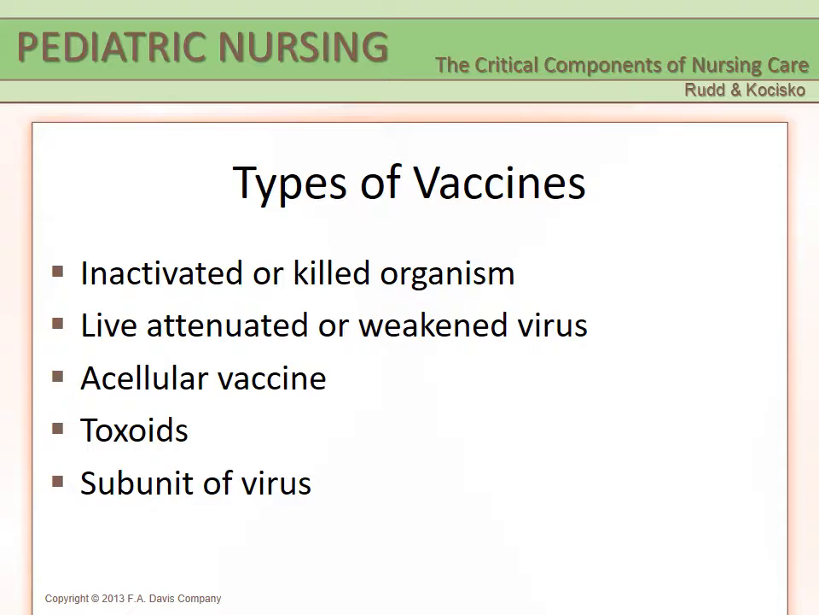Toxoids, good examples of this are tetanus and diphtheria. Toxins produced by the bacteria are inactivated, so they cannot cause harm, but they can still stimulate an immune response. And then a subunit of virus, a good example of this is hepatitis B. And this is when small fragments of the virus's protein are used for vaccination to get that immunity.